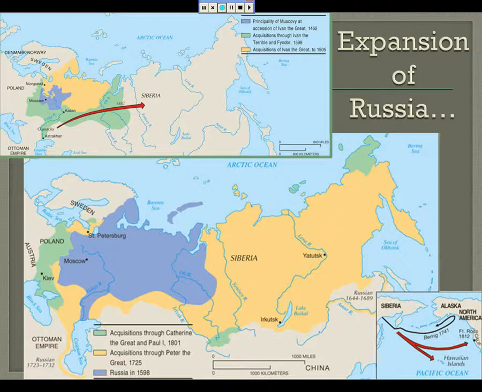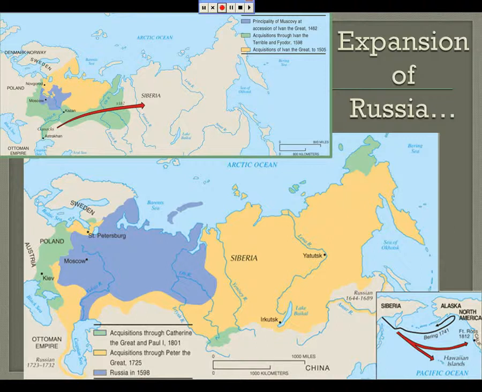We'll start with the purple, and then the yellow is Peter the Great. By this time, the Mongols really aren't an issue anymore. They're no longer a threat. But what do you notice about the expansion? Right, and it's still mostly focused on the east. Why would you go that way? Nick? Exactly. Lots of land and nobody to give you a hard time about it.